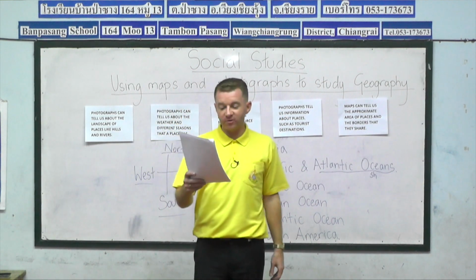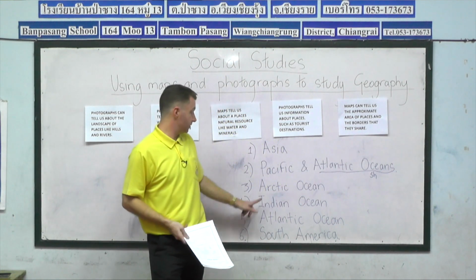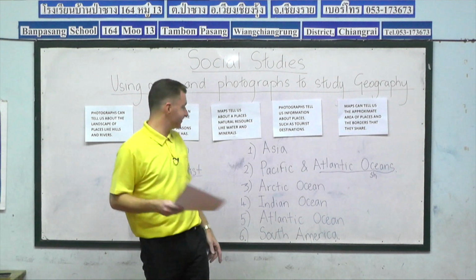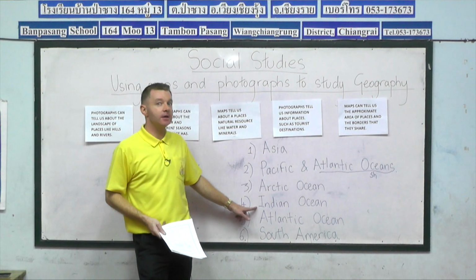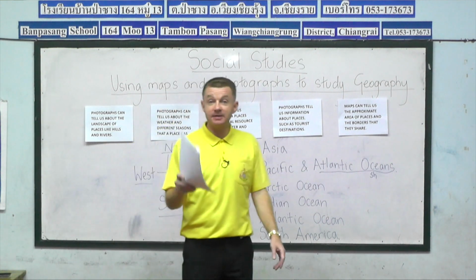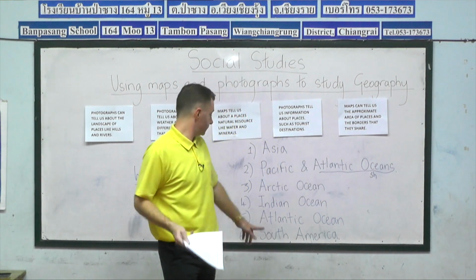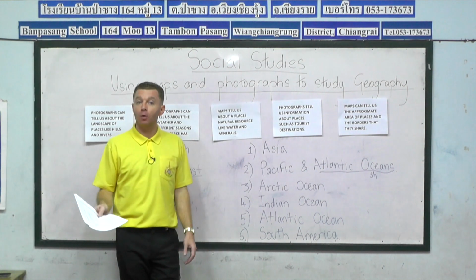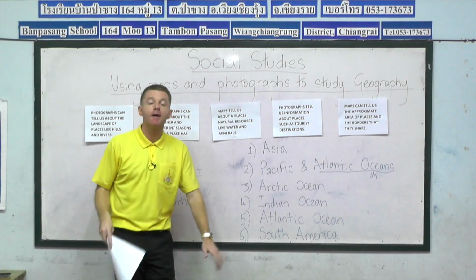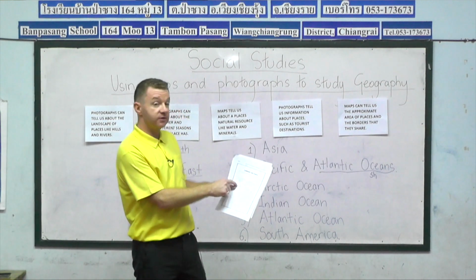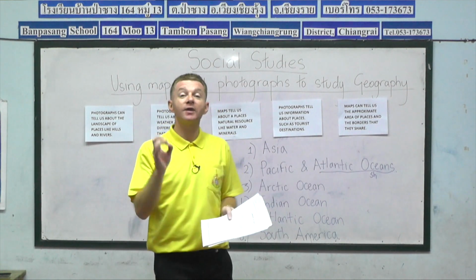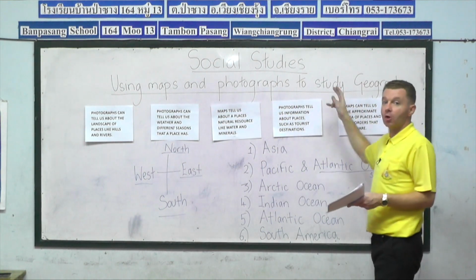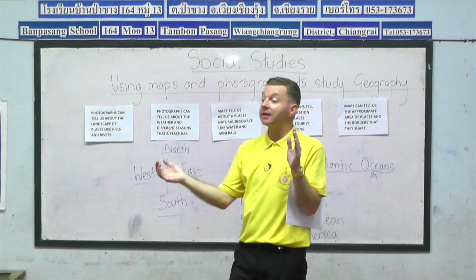Oceans. Which ocean is north of Europe? Arctic Ocean. Which ocean is east of Africa? Indian Ocean, yes. Which ocean separates North America from Europe? Atlantic Ocean. And finally, which continent is closest to Antarctica? South America. So you see, by using the key and the different locations on the map, we can answer the questions. And this is how we use maps and photographs to study geography. Guys, that was brilliant. Very well done.